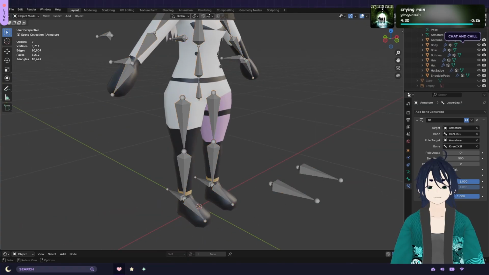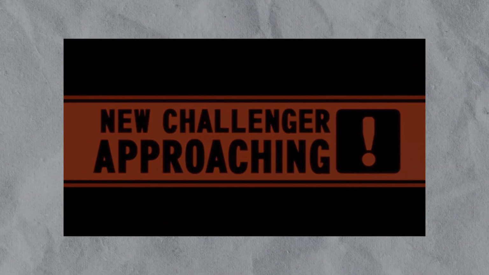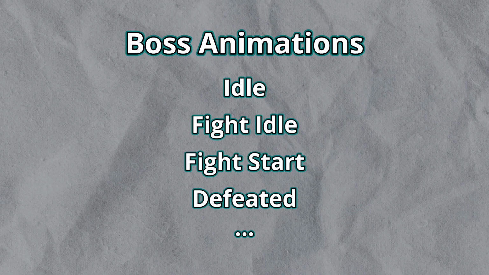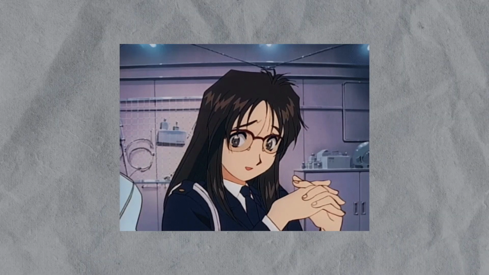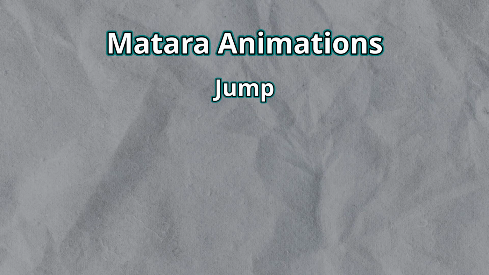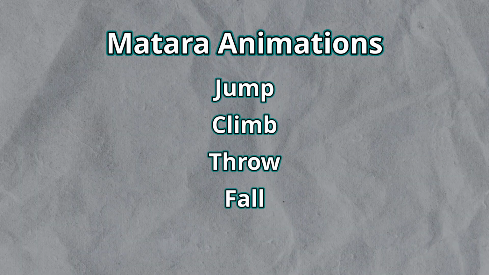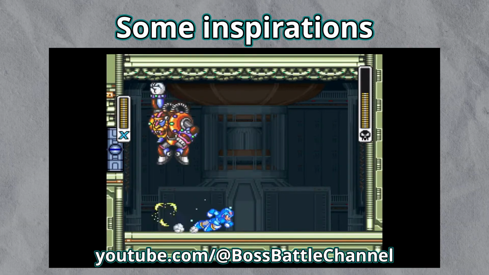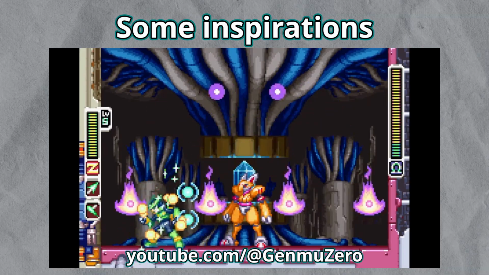Speaking of which, Matara is going to be a boss in my game, so there is a set of animations she needs because all bosses need them. I should also have those on the base model, but whatever. Then there are all the animations I will need specifically for the Matara fight. I have a clear idea of what the fight will be like, so I kind of know what animations I need.